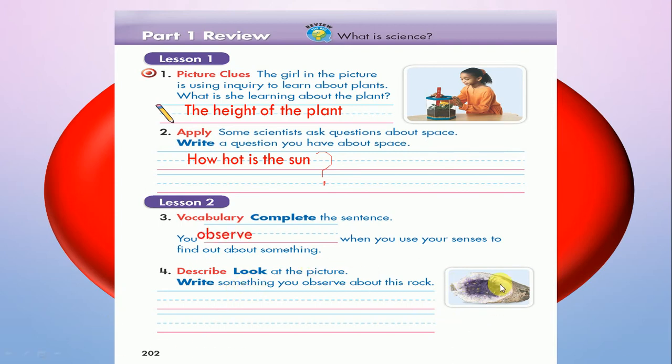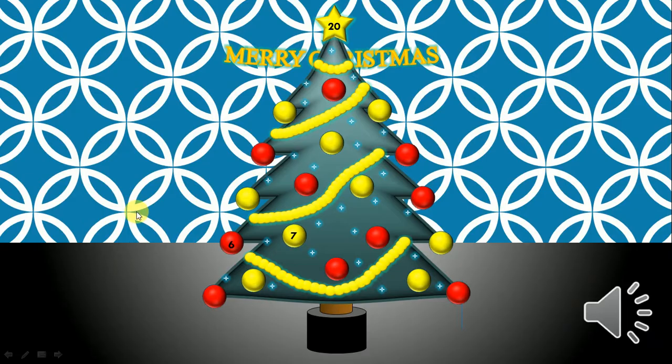Look at the picture. We have this rock in the picture. Write something you observe about this rock. Can you see the colors I observe? We have two colors, white and purple. Excellent. It's purple and white. Back to the Christmas tree.